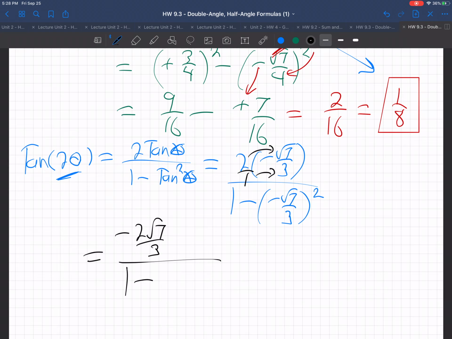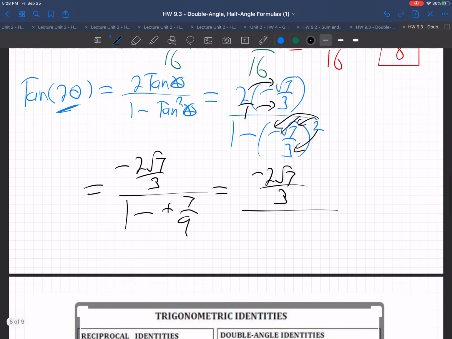You just square that, the negative becomes positive, the root actually gets canceled, 7 over 9, right? You square, the root cancels and the 3 becomes 9. The 7 stays 7 because the root was canceled instead of squaring the 7. All right, and so what do we get then? This is negative 2 root 7 over 3 over, what happens on the bottom?